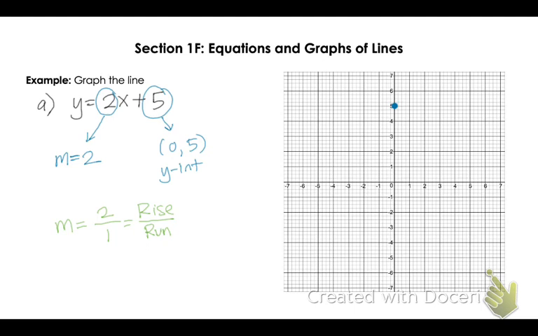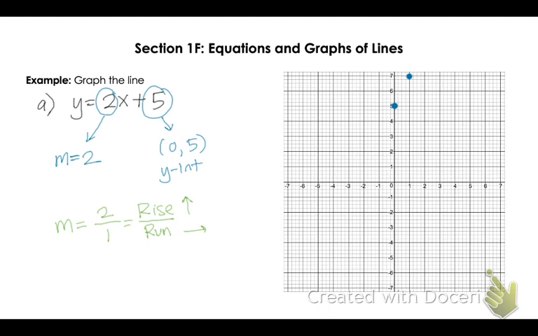2 and 1 are both positive. So we're going to rise. We're going to go in the positive y direction. We're going to go up 2, and we're going to go in the positive x direction, which is to the right. So we're going to go up 2 and to the right 1. Starting at that y-intercept of 0, 5, I'm going to go up 2 units to 7 and to the right 1, and that's going to give me the point 1, 7.